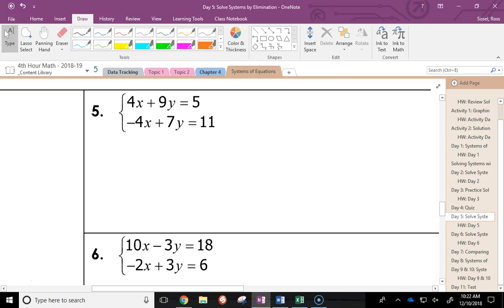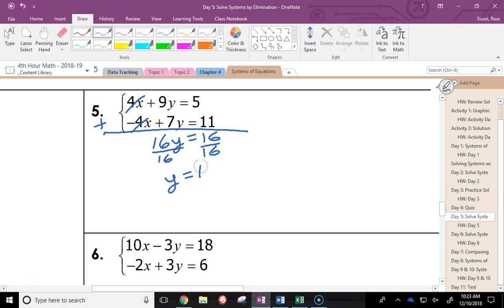No. I can just go ahead and work this. I'm adding, so those would cancel out. I'd have 16y equals 16. Divide by 16. Y equals 1. Since I didn't have to times by negative 1, it became a lot easier.